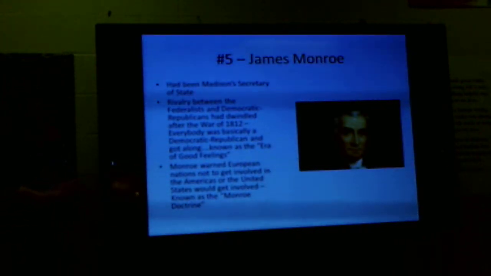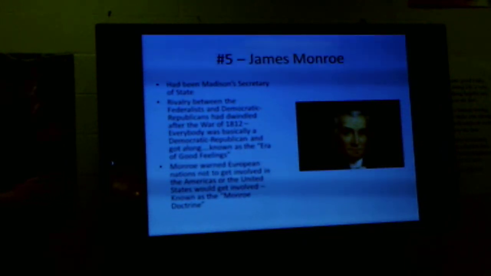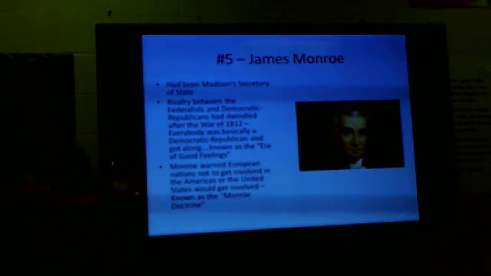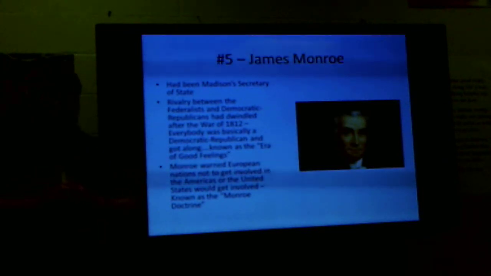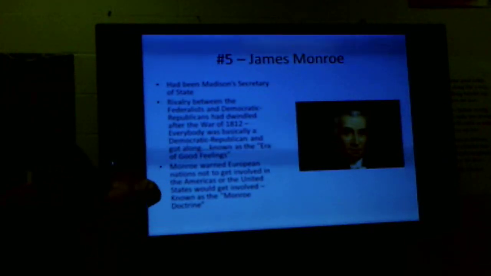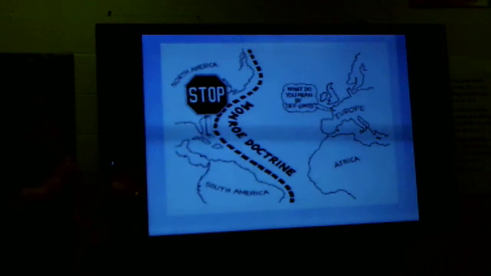Monroe wanted to warn European nations not to get involved in the Americas, or the United States would get involved with them, and this is called the Monroe Doctrine. Him and his Secretary of State, John Quincy Adams, come up with that and tell Europeans to stay out of America. This is our neighborhood.